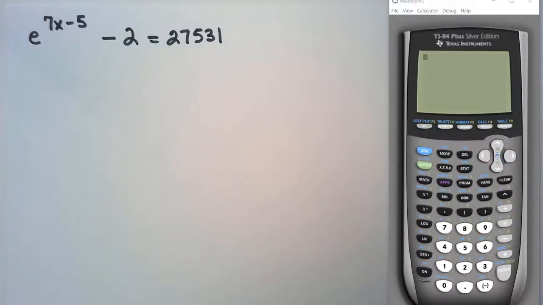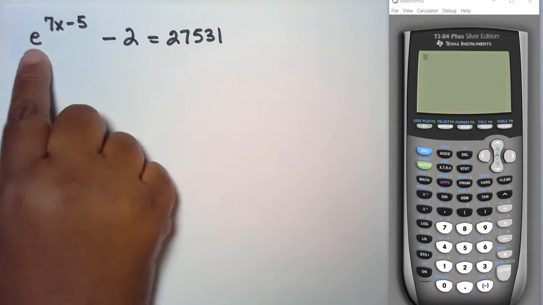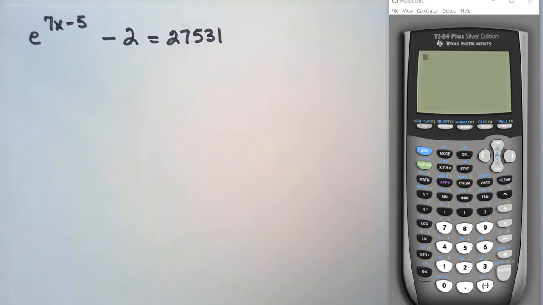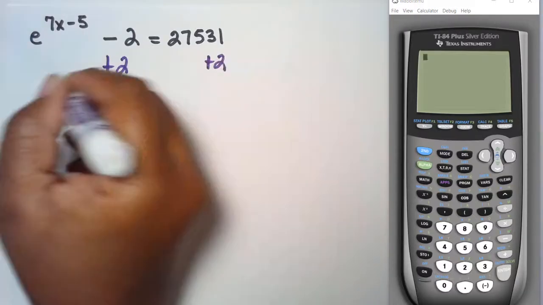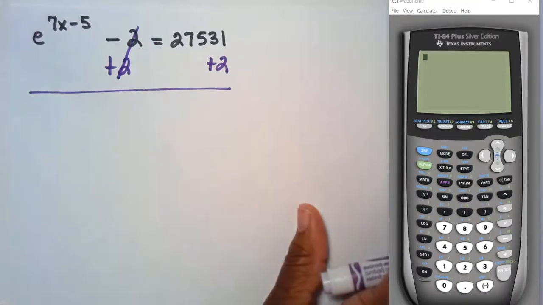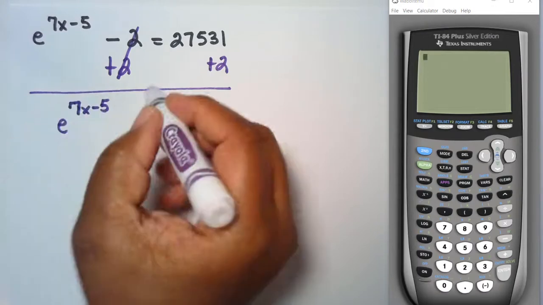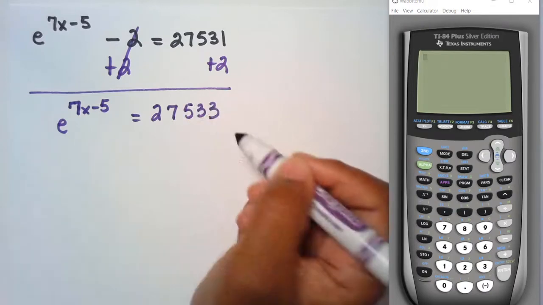All right, so we have e to the 7x minus 5, then minus 2 equals 27,531. We want to isolate our exponential term, meaning I want this e raised to the 7x minus 5 to be by itself. So we're going to add 2 to both sides. So we have here e to the 7x minus 5 equals 27,533.